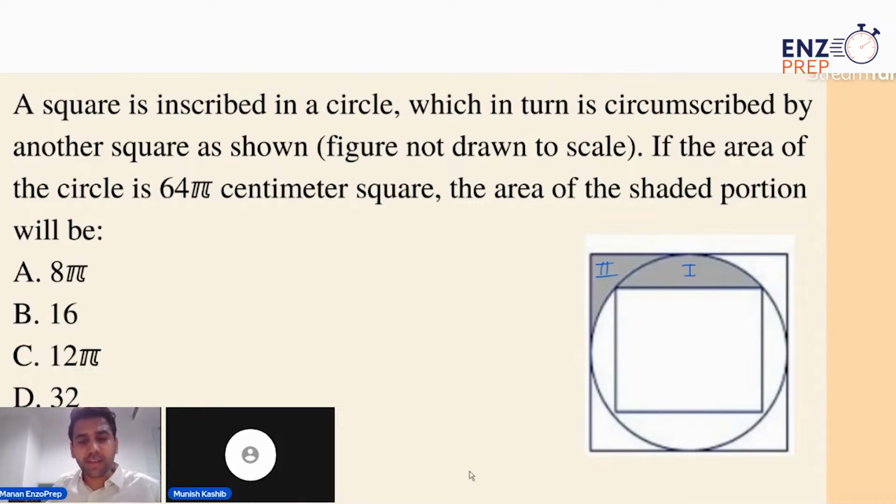shaded portions? So one is that you probably think of it as a symmetrical figure, and it is a symmetrical figure because you've got a square, circle inscribed inside it, and a square inscribed inside the circle. So it's a symmetrical figure. So if you want to find out the first area, what you can choose to do here is that you can subtract the area of square from the circle and divide it by 4, right?